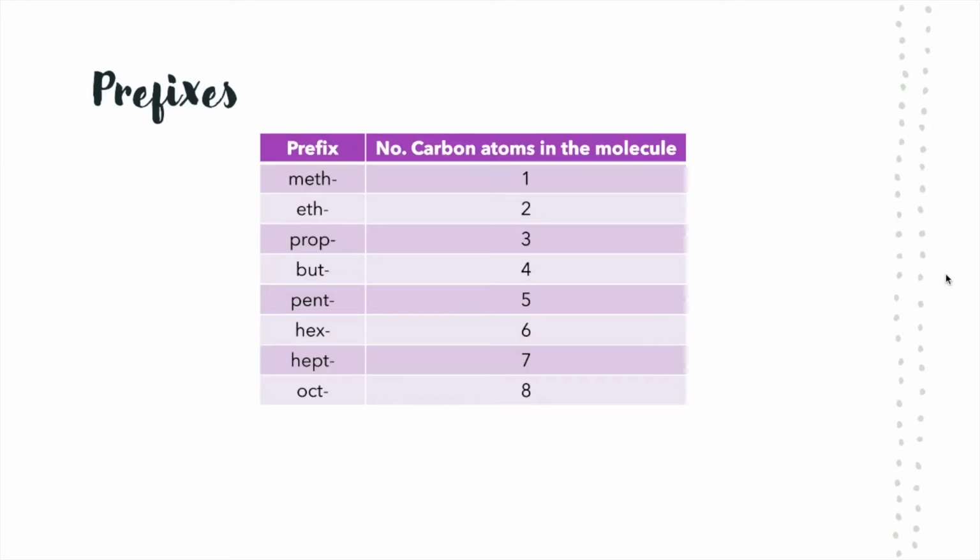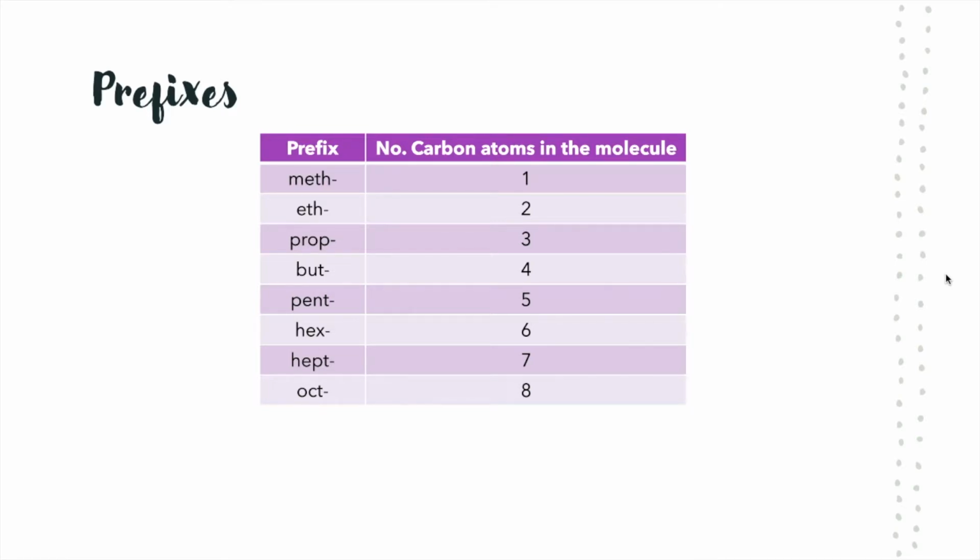Now, when it comes to the homologous series, there is a set of prefixes which tells you how many carbon atoms there are in a molecule. If the name of the molecule begins with meth, it means 1 carbon atom. Eth means 2, prop means 3, but is 4, pent is 5, hex is 6, hept is 7, and oct is 8.